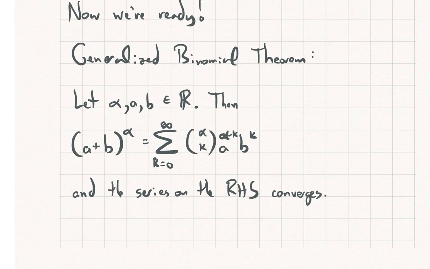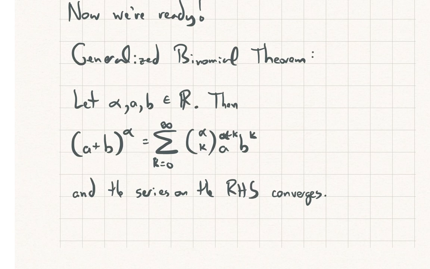So, we need 3 real numbers. We need alpha, that's going to be our power, and then we need our things in our binomial, a and b. So if we have those guys, then a plus b to the alpha, we're going to represent as this infinite sum, as k equals 0 to infinity. And it's going to look exactly like the regular binomial theorem, except the regular binomial coefficient is replaced by the generalized one.